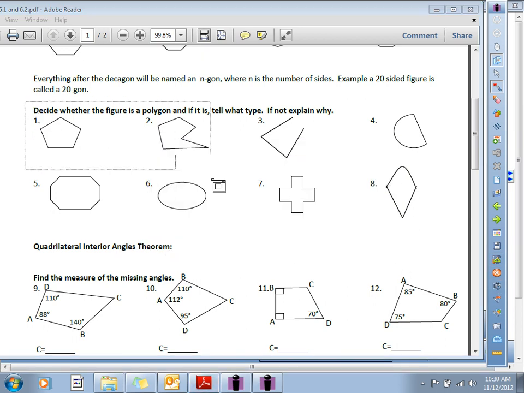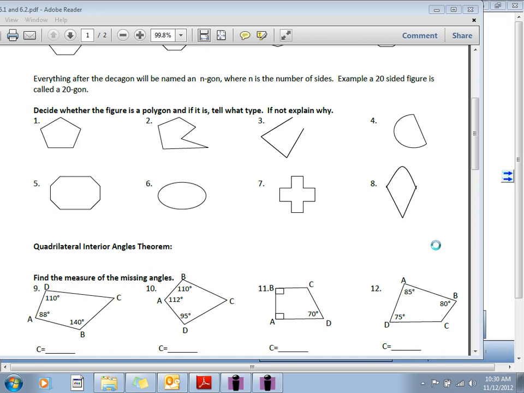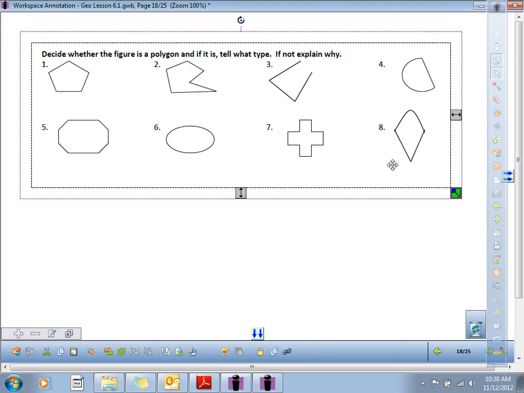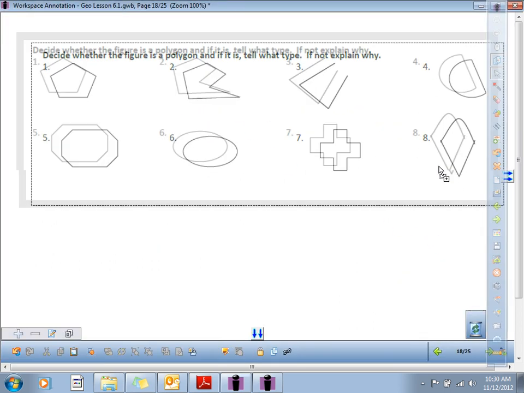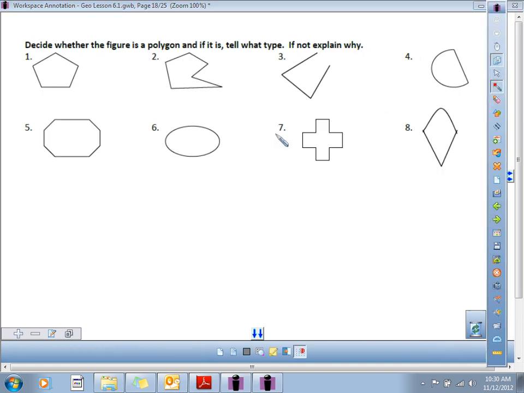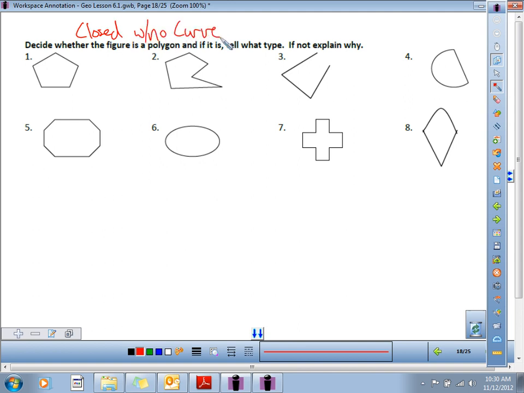And now what we need to do is look at this part and decide whether the following figure is a polygon. If so, tell what type. If not, we're going to explain why. Okay. So if we look at number one, is this a polygon? Now remember, we need it to be closed with no curves. That was kind of my definition of what a polygon is. So we need it closed with no curves.